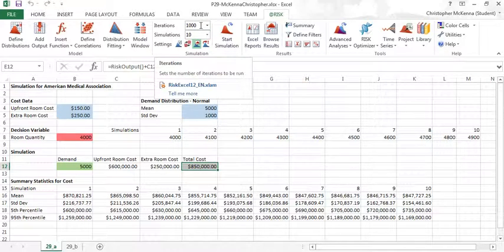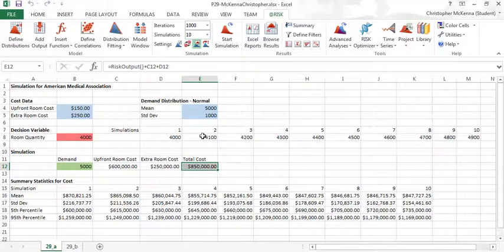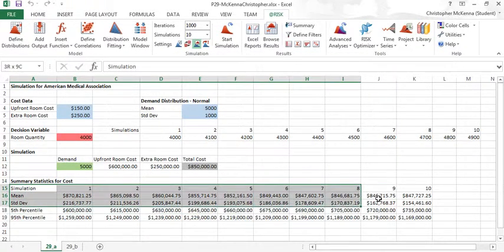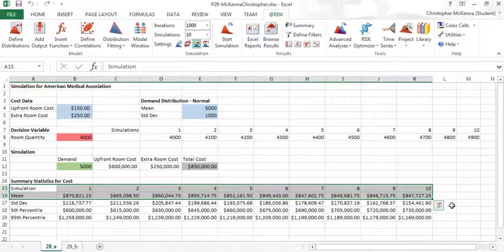We're going to do 1,000 iterations times these 10 simulations that I have laid out. As I mentioned before, we have a demand distribution that's normal for this part of the problem. So we have this laid out here with a normal distribution of these two components. And once we run the simulation, which was very quick, we come upon a mean for each of these simulations. This is the average price, or the average total cost for the AMA, based on how many rooms they ordered up front.